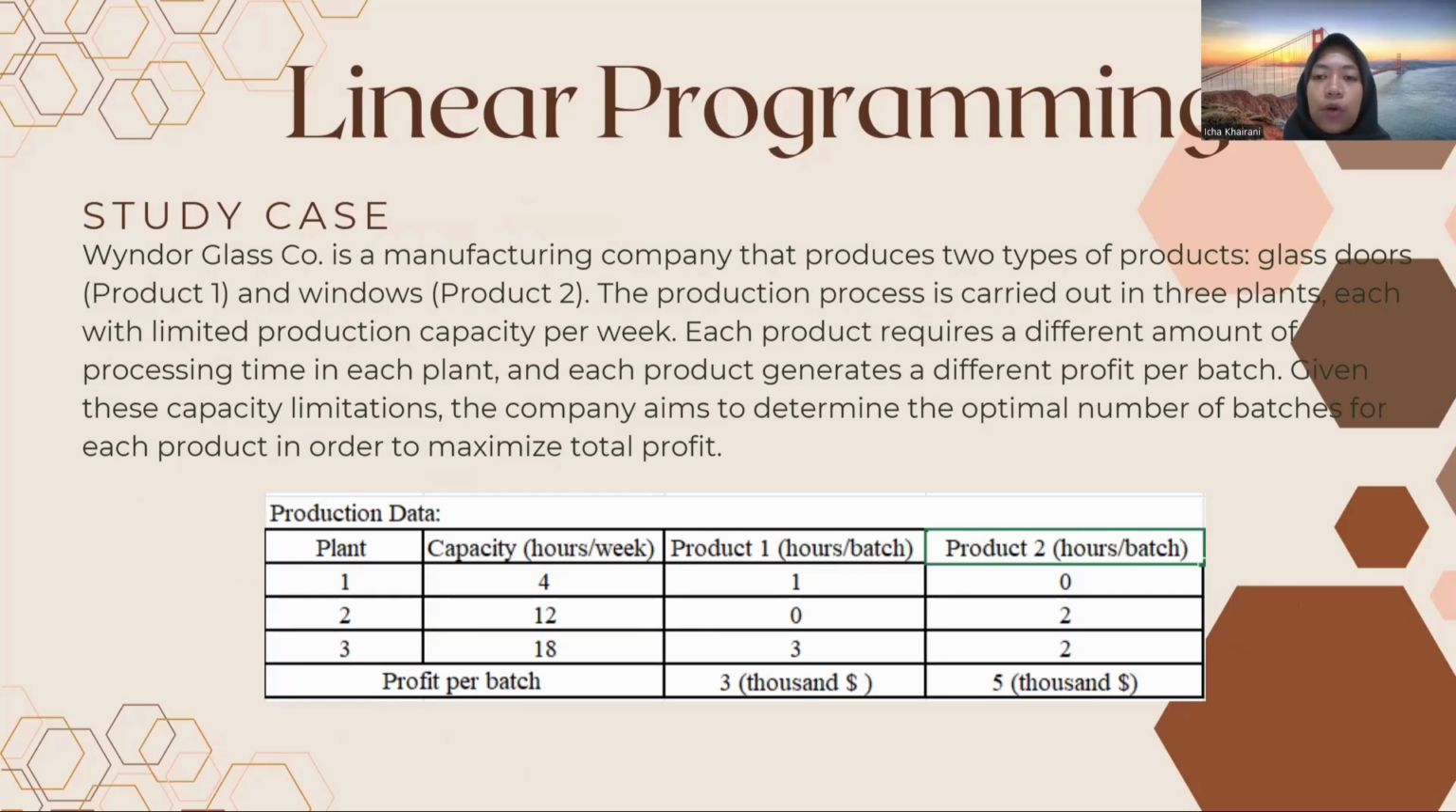The case study of the linear programming is the Wyndor Glass company, a manufacturing company that produces two types of products, glass doors for product 1 and windows for product 2. The production process is carried out in three plants, each with limited production capacity per week. Each product requires a different amount of processing time in each plant, and each product generates a different profit per batch. Given these capacity limitations, the company aims to determine the optimal number of batches for each product in order to maximize total profit. This is the production data of the company.